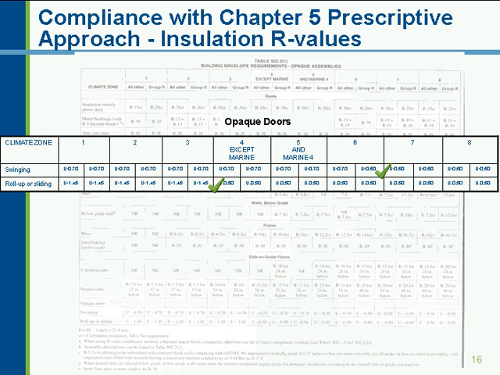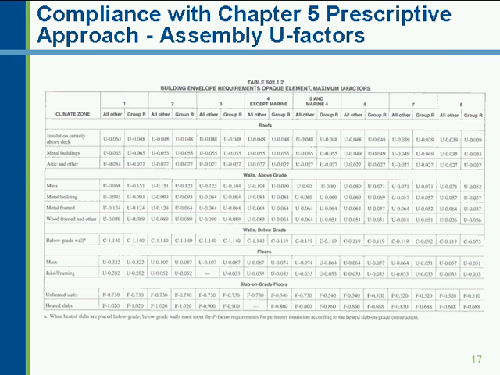So this is the R value table, and this only focuses on insulation R value for the opaque assembly. The next table that was inserted in the 2009 code is actually an assembly U-factor table. And the assembly U-factor also accounts for framing in the building. So it's insulation plus framing.